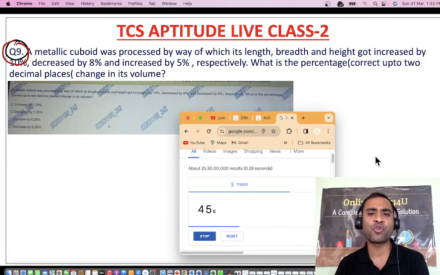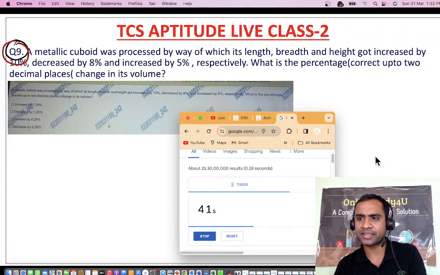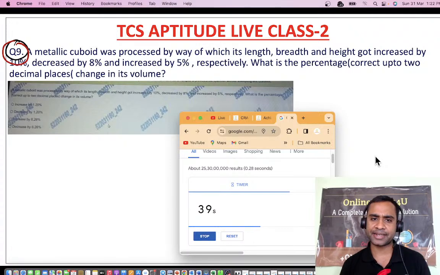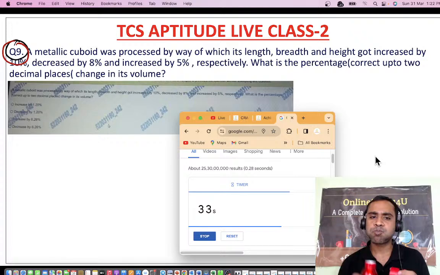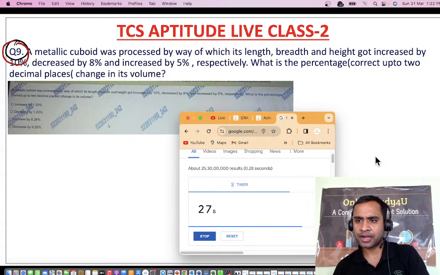A metallic cuboid was processed by the way of which its length, breadth, and height got increased by 10%, decreased by 8%, and 5% respectively. So what is the percentage change, correct up to 2 decimal places?